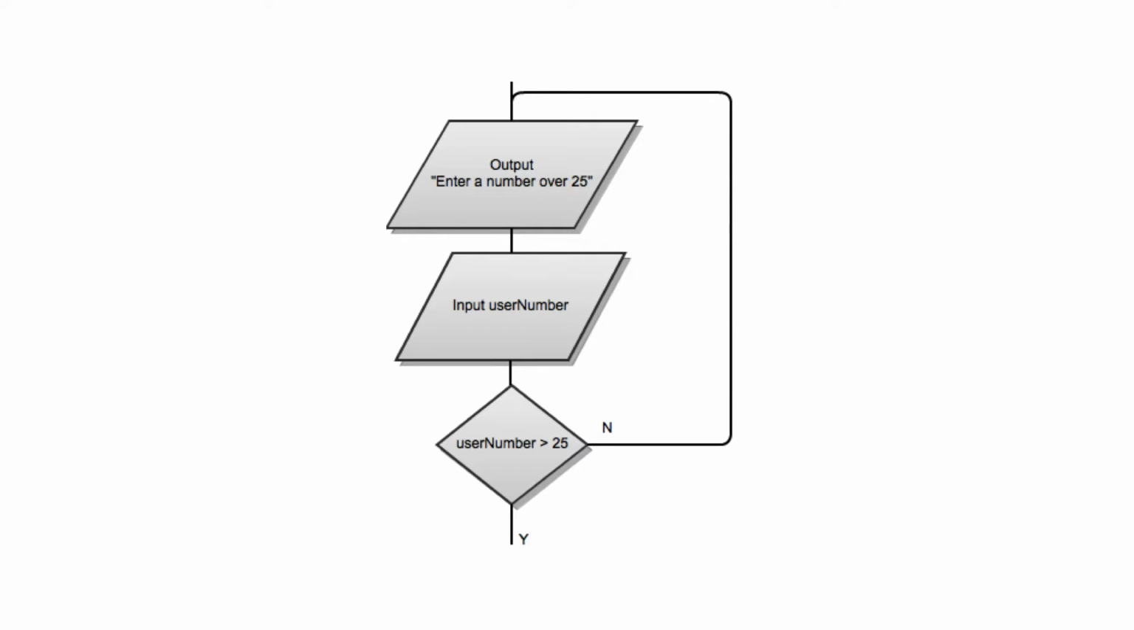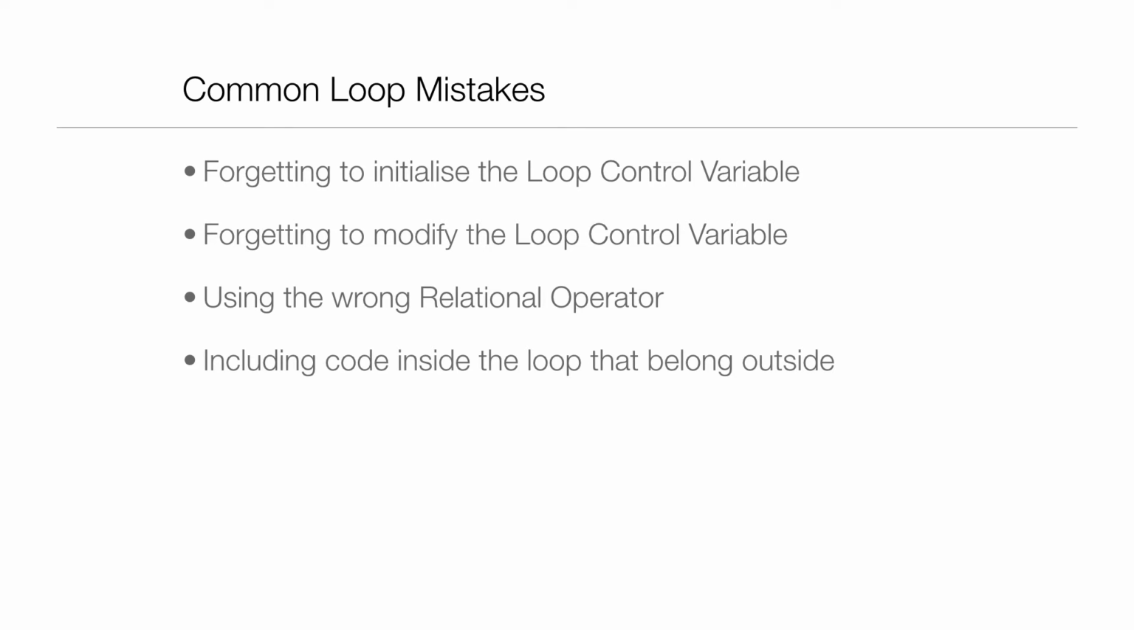Alright, so this is a flowchart that's a bit out of order. I apologise for that. But a flowchart to sort of show a loop. Testing a number to see if it's greater than 25 or not. So it's validating what the user's entering. There's prompting the user for a number over 25. The user types it in, and if it's false, if it's not over 25, then it loops around and continually asks the user for a number over 25.